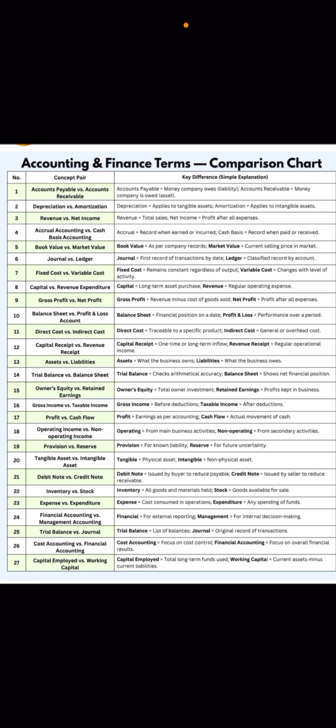Inventory versus stock. Inventory means all materials held for production. Raw materials come under inventory. Goods are also known as inventory. Stock means goods kept for sale.